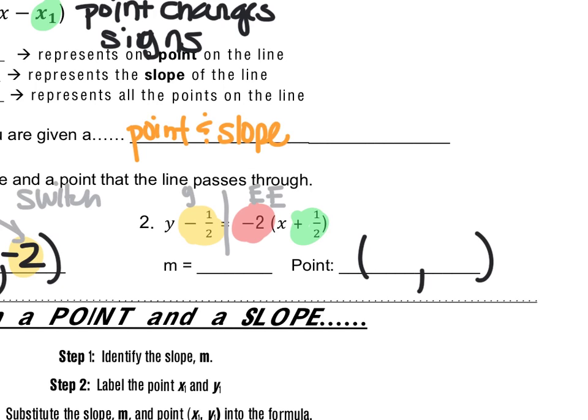So when we go to fill everything in, we know we need our slope. Well, our slope was this number in front of the parentheses, which is negative 2. And our point, the x and the y, so here's my x value and my y value. These two numbers are going to come from what's inside with the other two numbers in our problem. So my x value is positive 1/2. So remember, it's going to switch signs. So it's negative 1/2. And my y value is negative 1/2. Again, it's going to switch signs, and it's going to be positive 1/2.